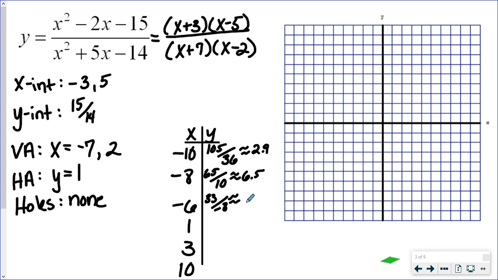-4, yeah, just over -4. So around -4.1, 4.2, somewhere in between there. All right, 1, this should be easy. We like 1. 1 minus 2 is -1, minus 15 is -16. Over 1 plus 5 is 6, minus 14 is -8. So that's just 2.